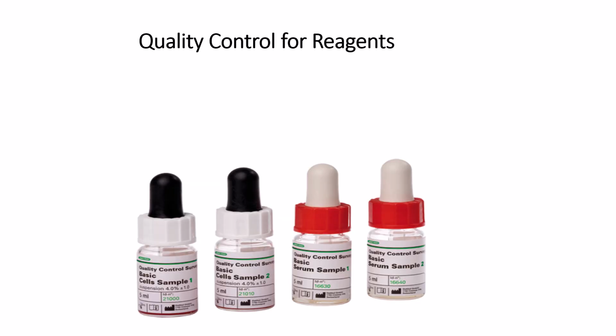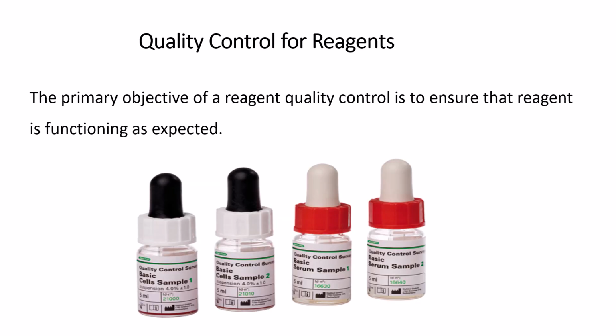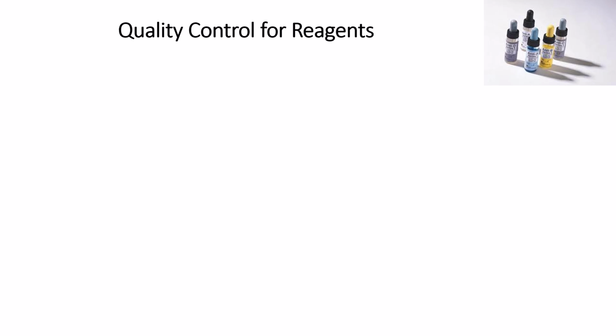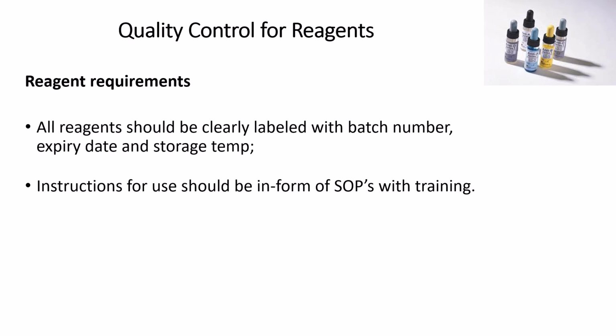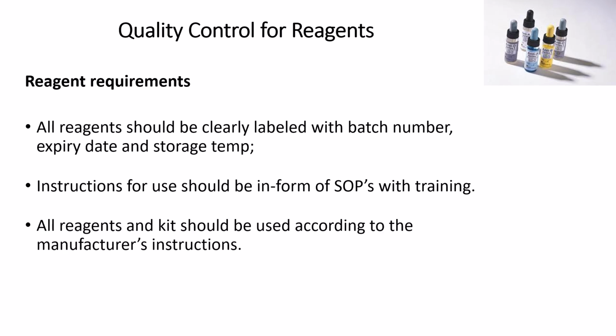Foremost, we'll start with the quality control of the reagent. The primary objective of reagent quality control is to ensure that the reagent is functioning as expected. These are the reagent requirements. All reagents should be clearly labeled with the batch number, expiry date, and the storage temperature. Instructions for use should be in the form of an SOP with training. All the reagents and kits should be used according to the manufacturer's instructions. And FIFO shall be maintained, that is first in, first out.